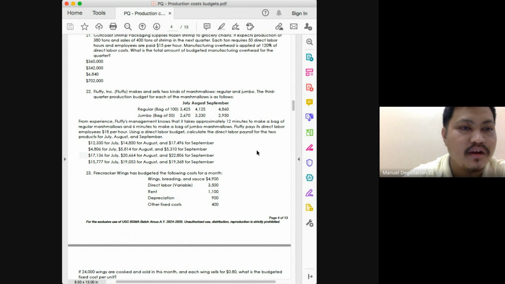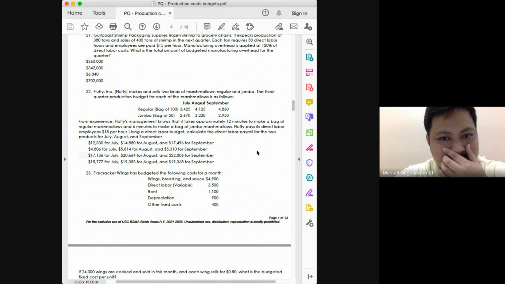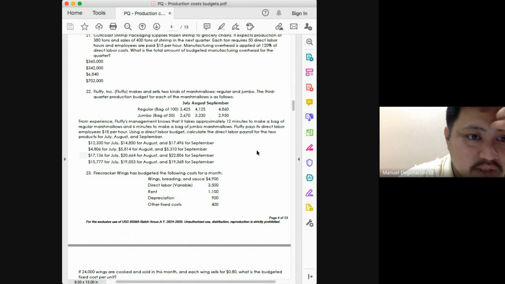Okay, what products do we have? The company makes and sells two kinds of marshmallows. The third quarter production budget for each of the marshmallows is as follows. From experience, Fluffy's management knows that it takes approximately 12 minutes to make a bag of regular marshmallows and 6 minutes to make a bag of jumbo marshmallows. Fluffy pays its direct labor employees 18 per hour. To make a bag, so one bag.